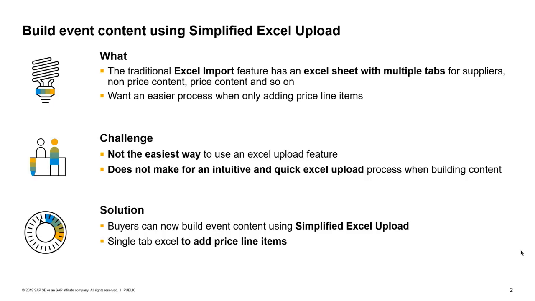Usually we've seen the requirement for Excel uploads or for Excel import is when we want to add multiple line items. So we want to add 10 line items, 20, 50 line items, and it's usually building content of line items. So we just want to add line items and we want an easier process. Right now, when we're adding line items, we still have to fill up the multiple tabs in Excel, which doesn't really make it easy or intuitive to use.